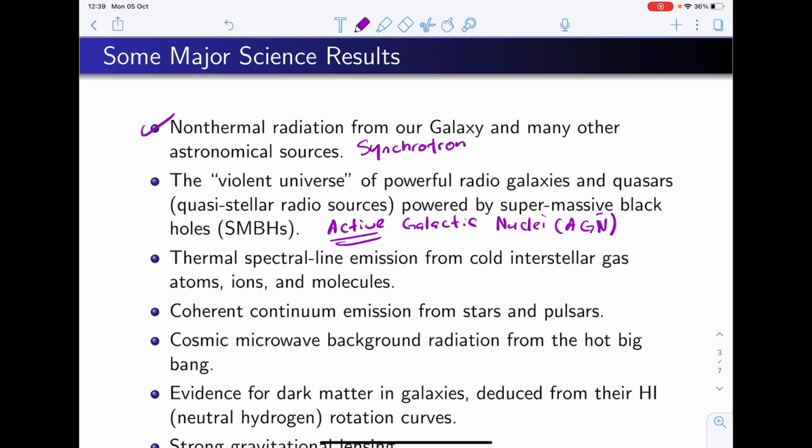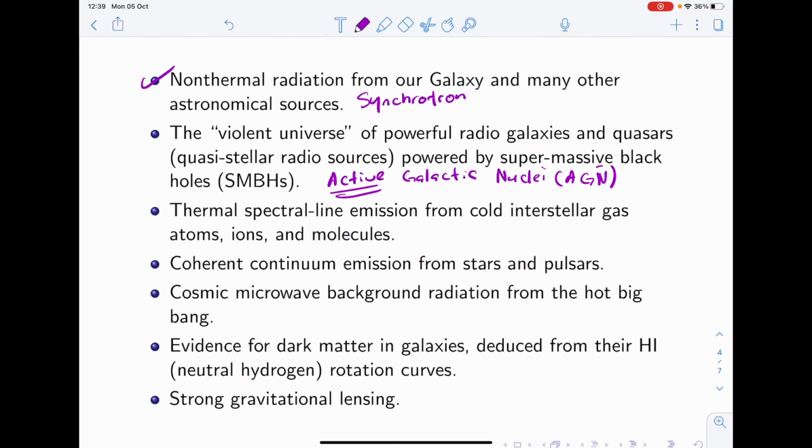There's also thermal spectral line emission from cold gas. One of the major examples is of course the hydrogen line, hydrogen being the most abundant element in the universe. So it's just good to be able to measure it, to trace it, to study its dynamics, and radio is the wavelength in which you can do that with extreme precision.